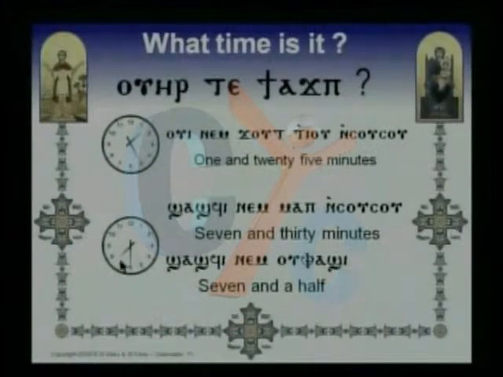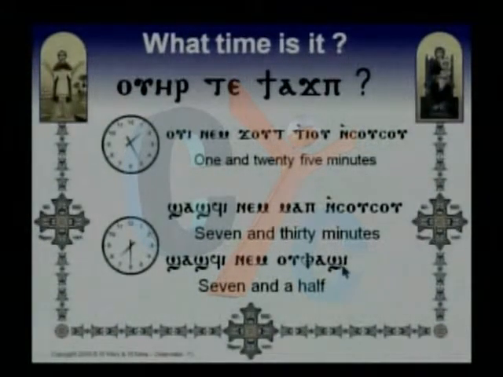Here it is 7:30. When you want 7:30, you can say it two ways. Either 7 and 30 minutes, or 7 and a half. So 7 is shashfi, which is the feminine for shashfi. Nemap in susu. Map is 30. So it's shashfi, nemap in susu. 7 and 30 minutes. Or you can say it is 7 and a half. So it's shashfi nem ofashi. Means 7 and a half.